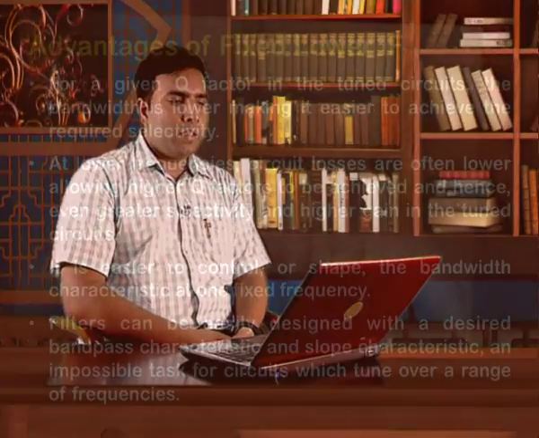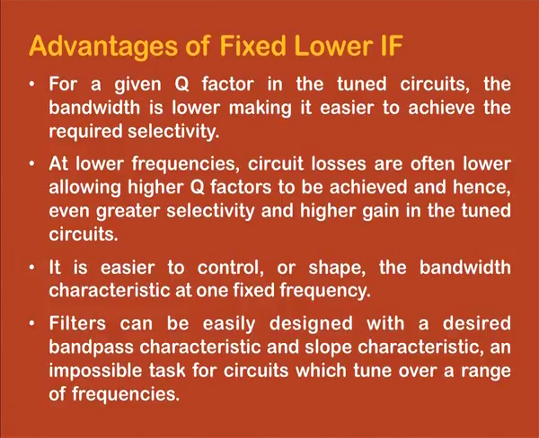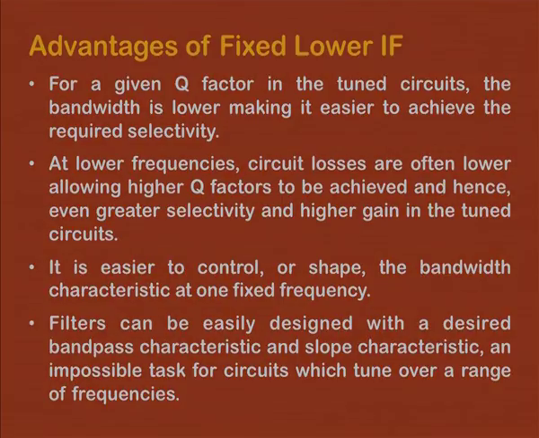The advantages of having a fixed low intermediate frequency are the following. For a given Q factor of the tuned circuits, the bandwidth is lower, making it easier to achieve the required selectivity. At lower frequencies, circuit losses are often lower, allowing higher Q factors to be achieved, and hence even greater selectivity and higher gain in the tuned circuits. It is easier to control or shape the bandwidth characteristics at one fixed frequency. Also, filters can be easily designed with the desired bandpass characteristics and slope characteristics, which are impossible tasks for circuits which tune over a range of frequencies.